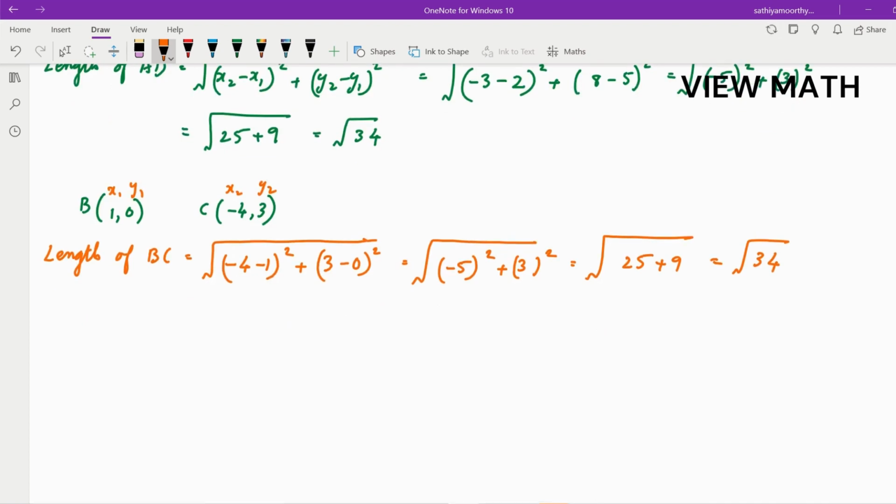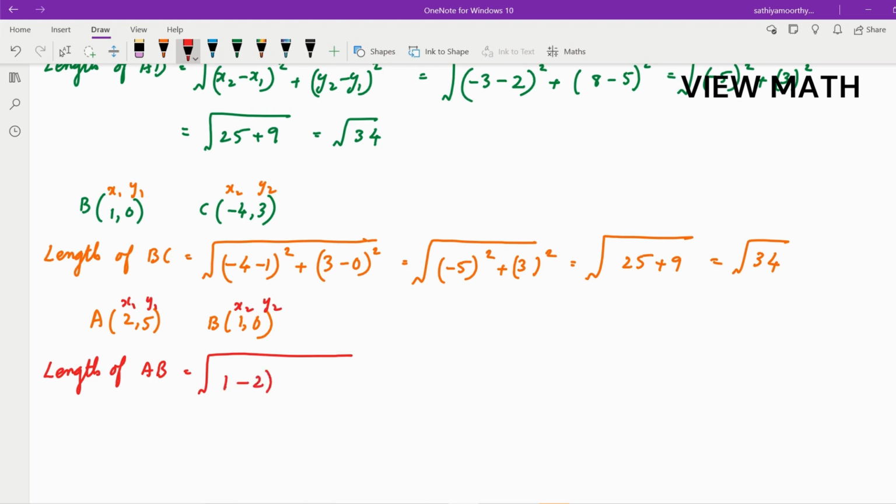So next let me find out AB. Now I'm going to take A. A is (2, 5) and B is (1, 0). Now length of AB I'm going to find out, square root of x2... This is my x1 y1 x2 y2. Now let me substitute. (1 minus 2) the whole square plus (0 minus 5) the whole square.